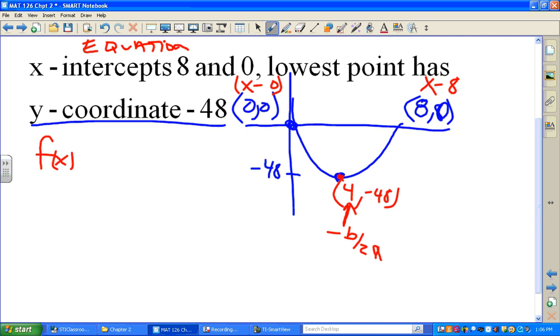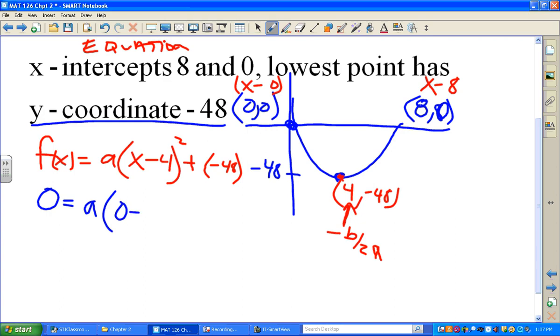F of x equals, what is it? A times x minus 4 squared plus a negative 48. And now I can put in x and y and find them. Obviously, it's pretty easy. I was just going to find it using the other thing, but that's okay. I'm going to use the origin. So 48 equals 16a, so a equals 3.